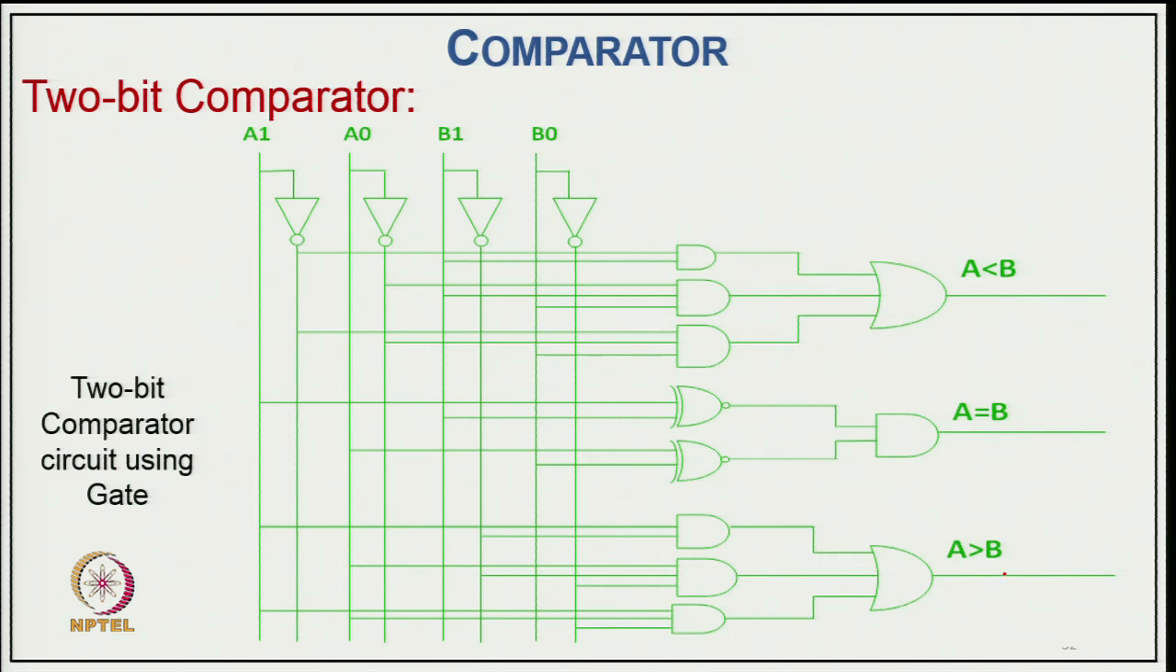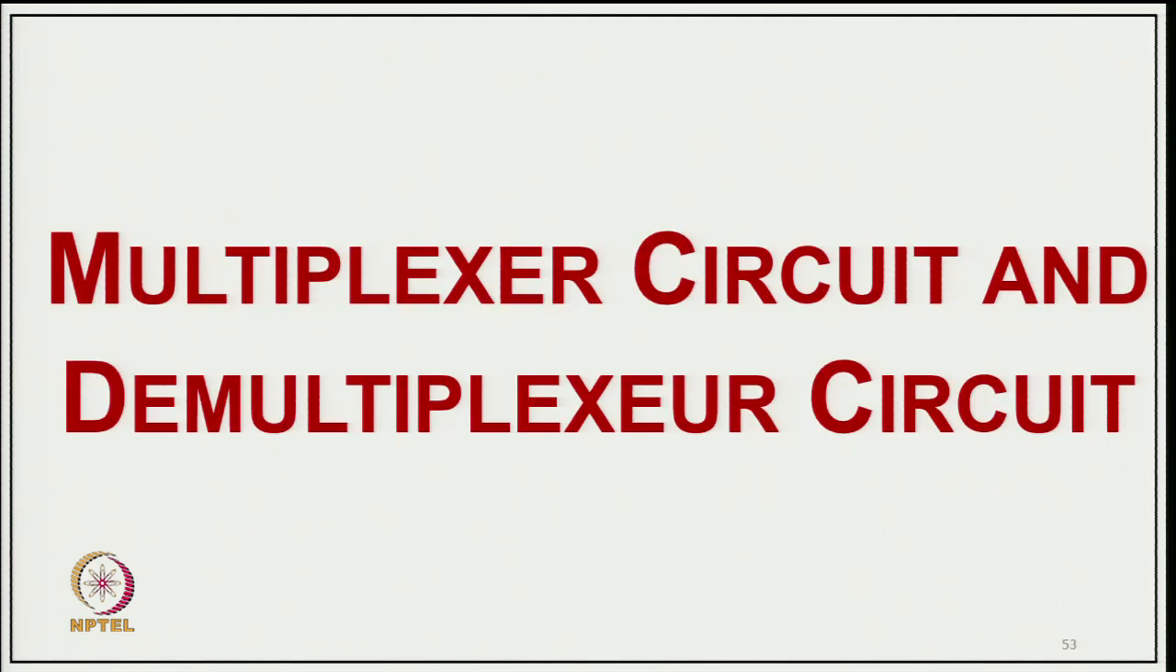So, this means this comparison of a 2-bit comparator can also be represented by logic gates, or we can design it using logic gates. Now, coming to the multiplexer circuit and the demultiplexer circuit.